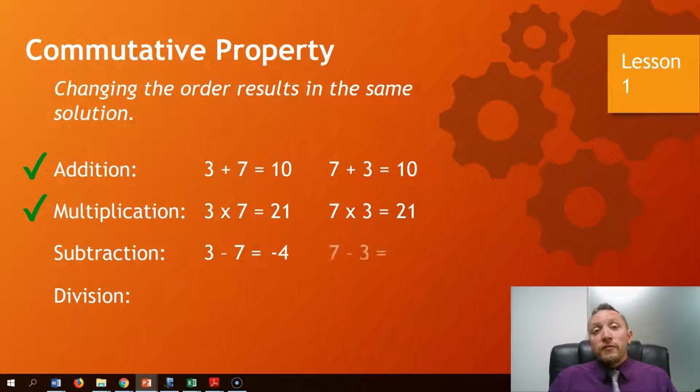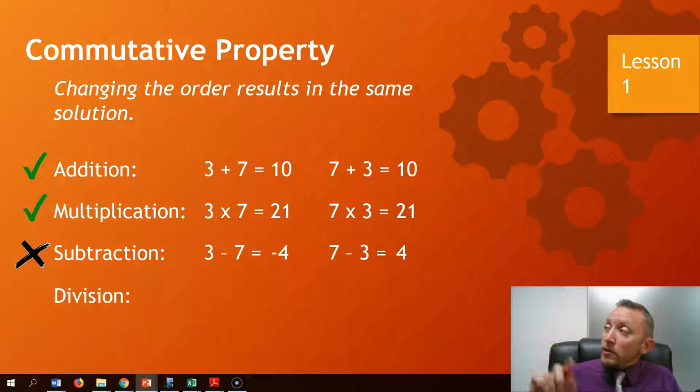What if I switch the order? If I had 7 minus 3? Well, now I'm subtracting a smaller number from a bigger number. So 7 take away 3 would be a positive 4. We got different answers when we change the order. So subtraction doesn't work. Our commutative property does not work with subtraction.